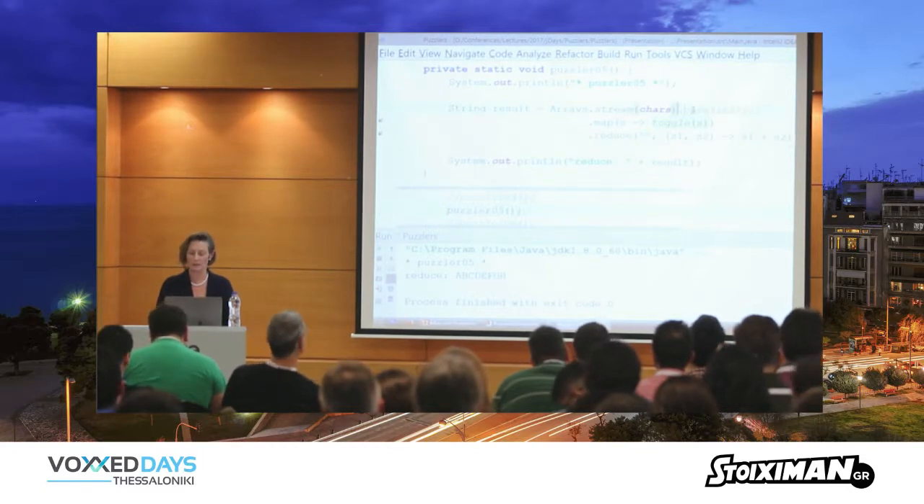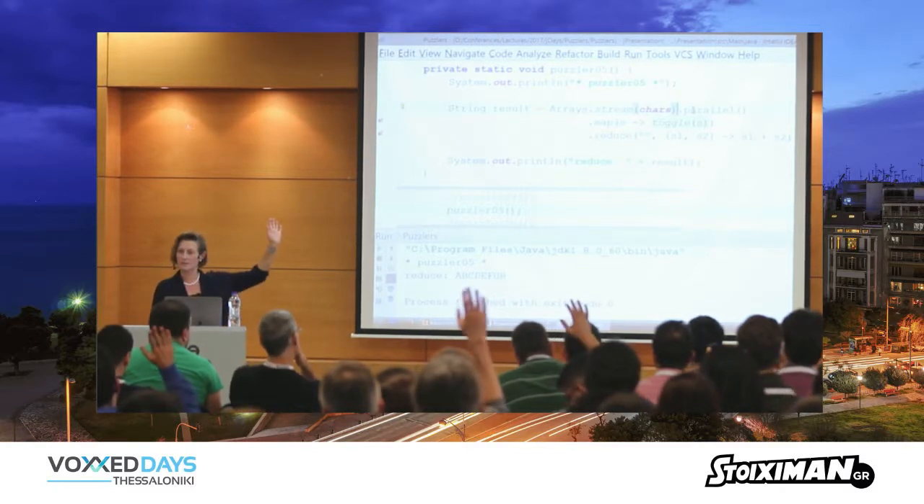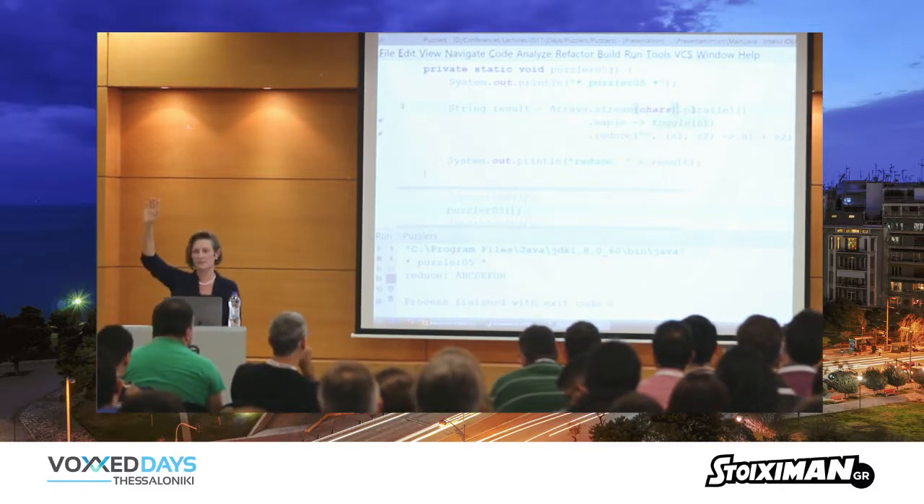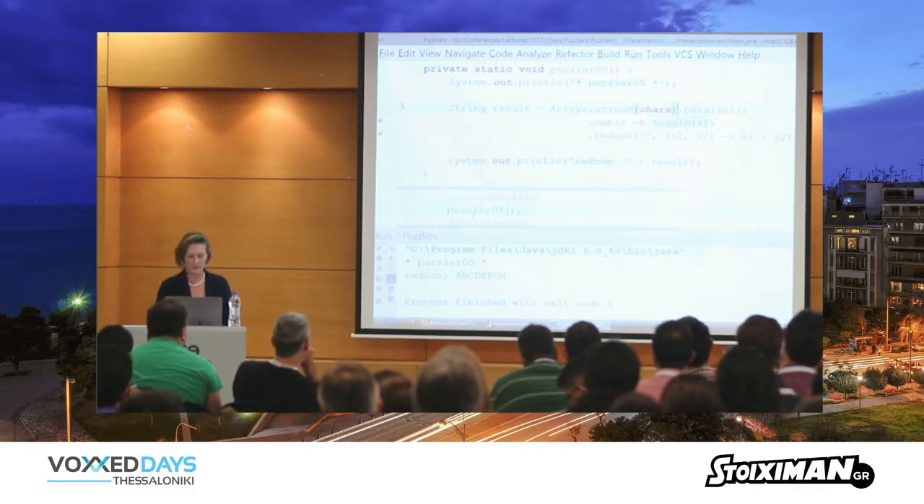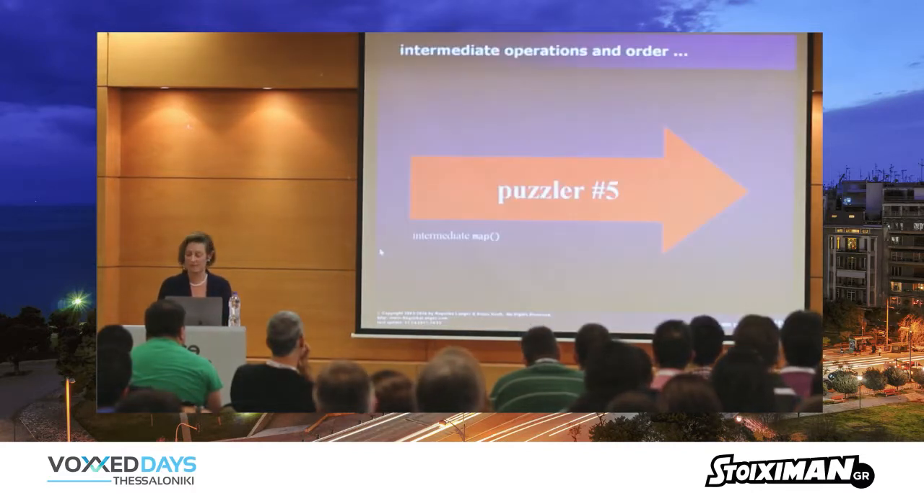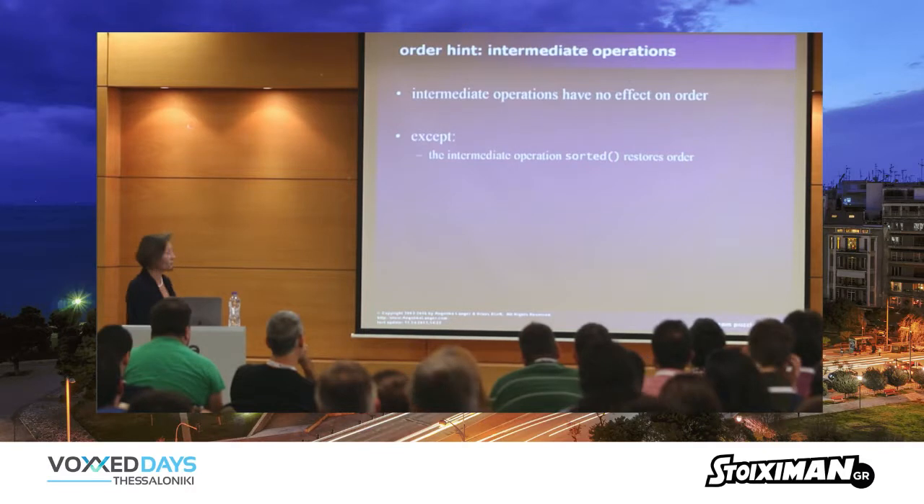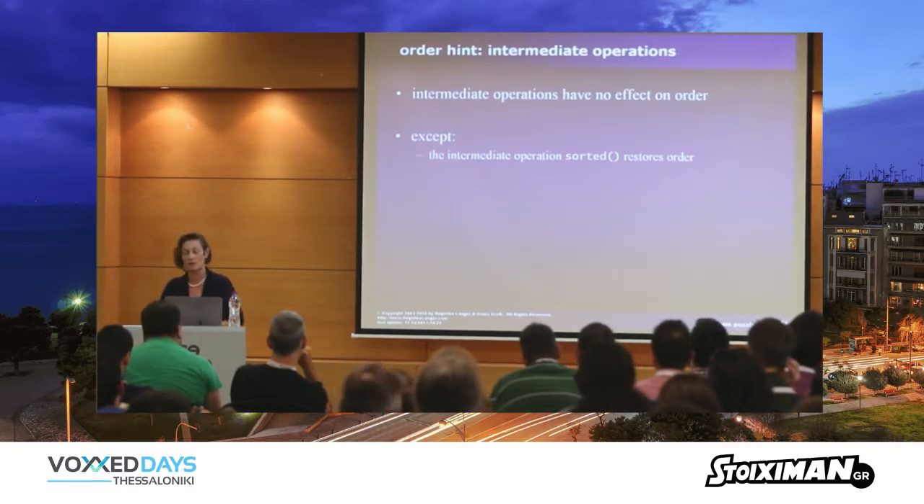If we do this in parallel, will it do anything different? Will we see the same result? Something else? Okay, let's try it. Same result. Yeah. The point is, intermediate operations have no effect whatsoever on the encounter order or the preservation of the encounter order. It all depends on the terminal operation, the property of the terminal operation.